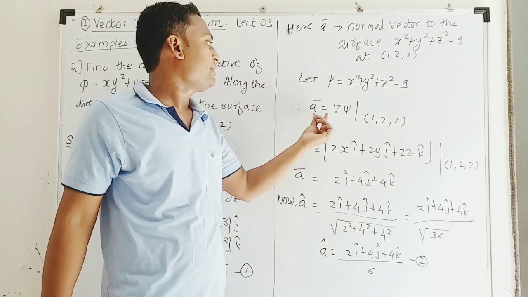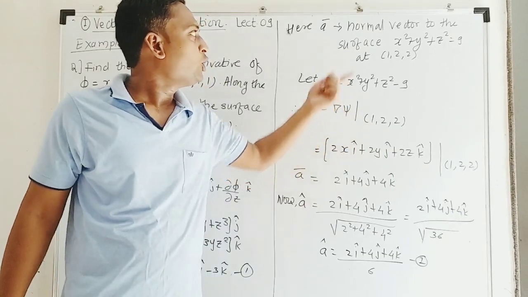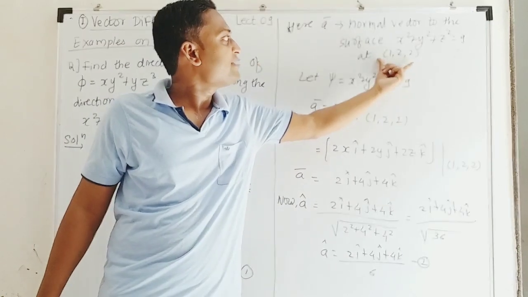Now a bar is, mathematically, the vector normal to this surface at this point.